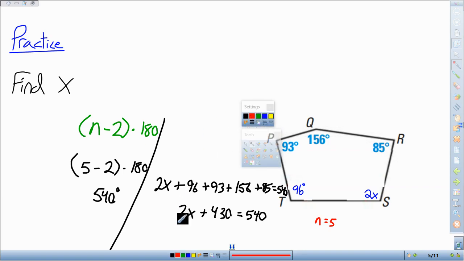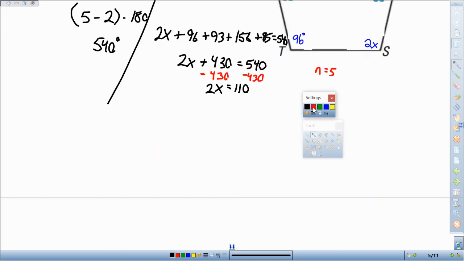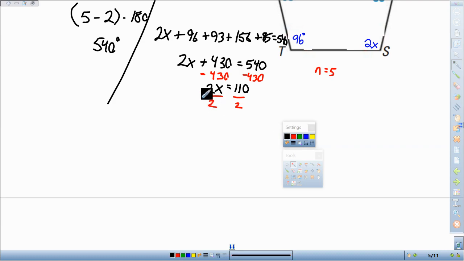All right, from here, now we can solve. You guys know we deal with addition or subtraction first, so I'm going to subtract 430 from both sides. Looks like I'm going to get 2x equals 110. And then last thing, getting rid of the 2 by dividing. Half of 110 is 55.